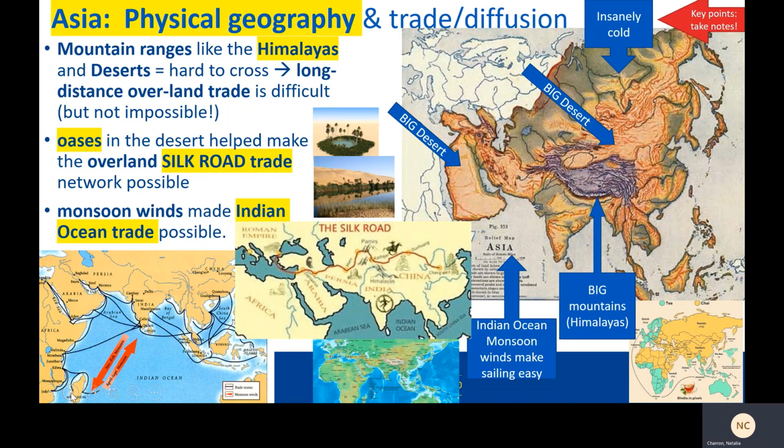Asia is a giant, complicated, fascinating continent, and we are definitely not going to get through all of the aspects of its physical geography and how they affect the human geography of Asia today. Today, we just need to focus on two aspects of Asian geography that make trade difficult, and then two aspects of Asia that kind of swoop in to save the day to make trade possible.